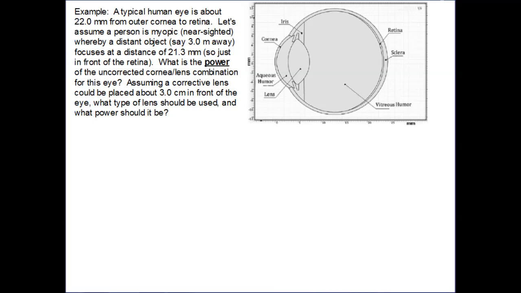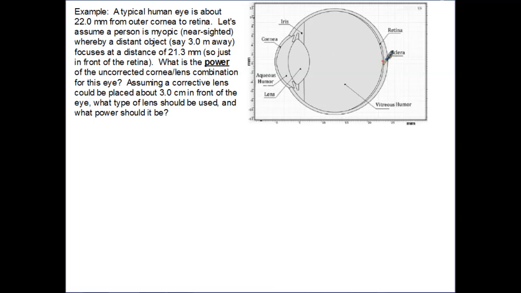So a typical human eye is about 22 millimeters in length from outer cornea to retina. Let's assume the person is myopic, so they are nearsighted. When they view a distant object 3 meters away, they see that it's actually focusing at a distance of 21.3 millimeters instead of the 22 millimeters that we would desire for it to be on the retina.